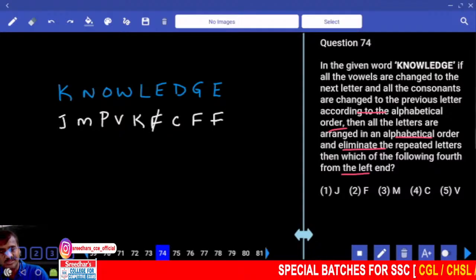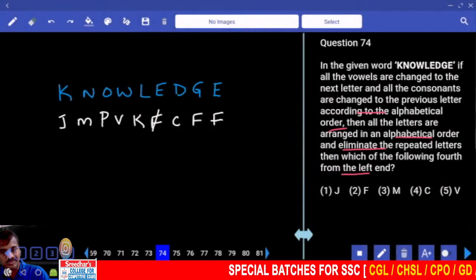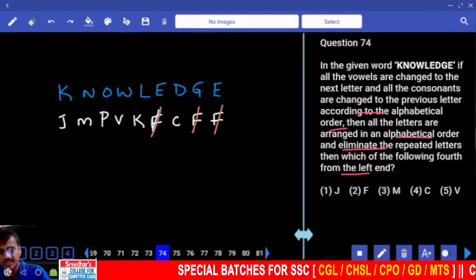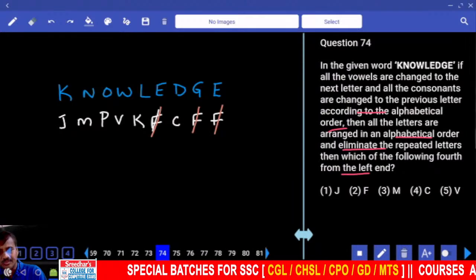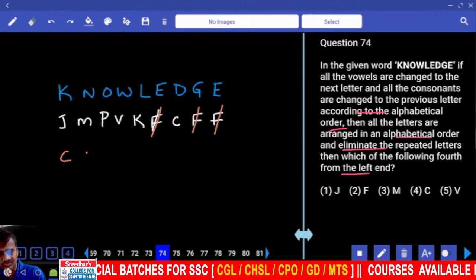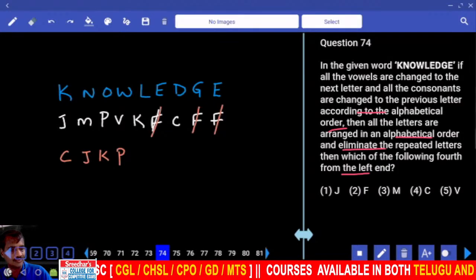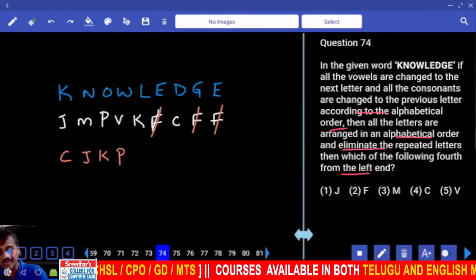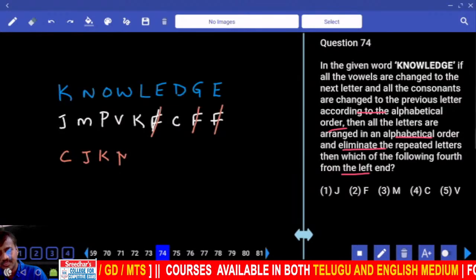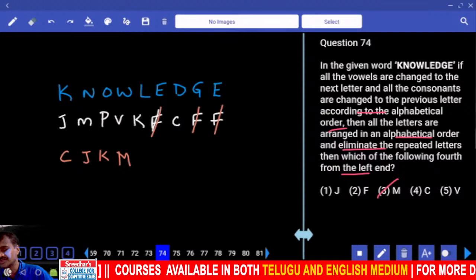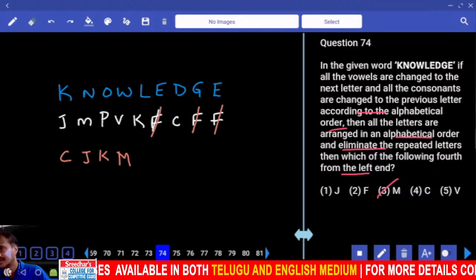Now if we eliminate the repeated letters, what are the repeated letters? F. And next one anything else? No. The next one C. And next one J. And next one is K. Next one is P. Now fourth from the left hand side. Now M is there, right? No M. Fourth from the left hand side M, that is choice 3.